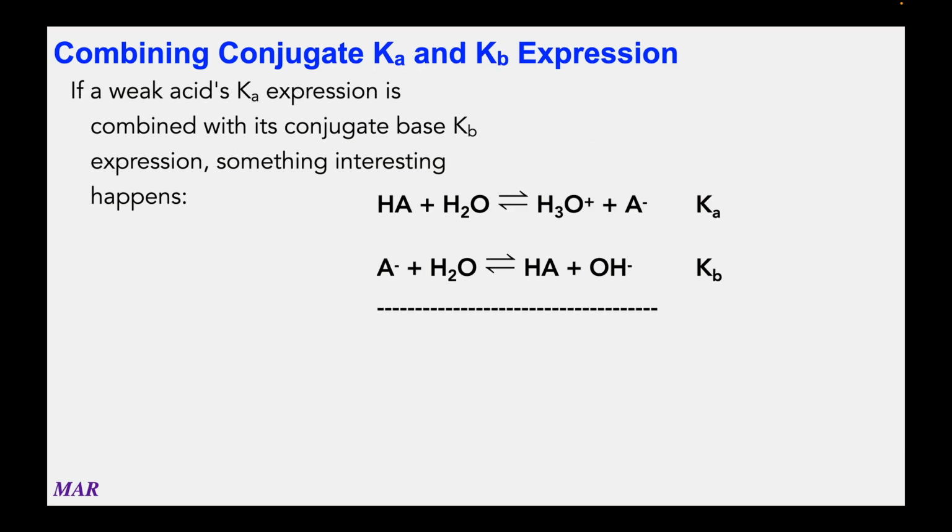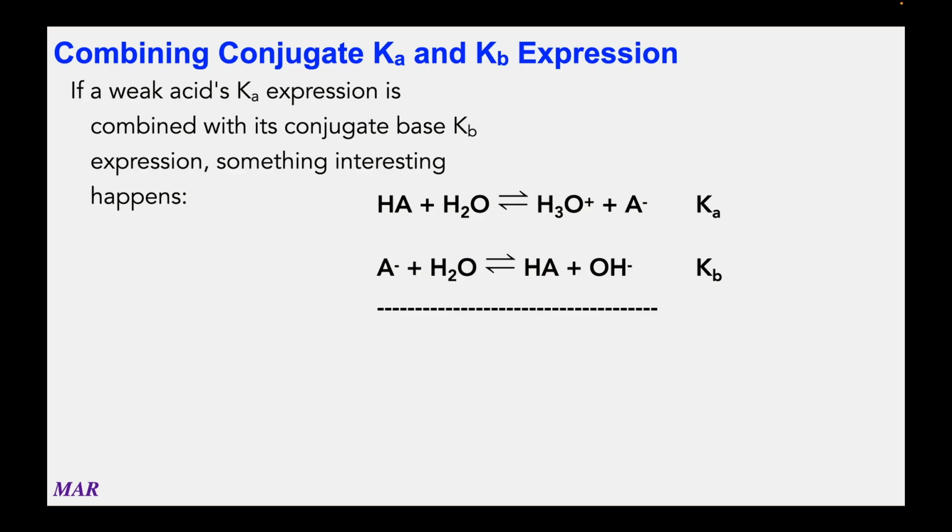If you have a Ka for a weak acid and you look long enough at the Kb for the conjugate base, something really interesting happens. Now for the weak acid, HA plus water makes hydronium and the conjugate base, and that's not a big deal, but that would be a Ka expression. The corresponding Kb expression, if you start with a base which is already negative, the base reacts with water, it pulls the H+ off water, and you end up with hydroxide.